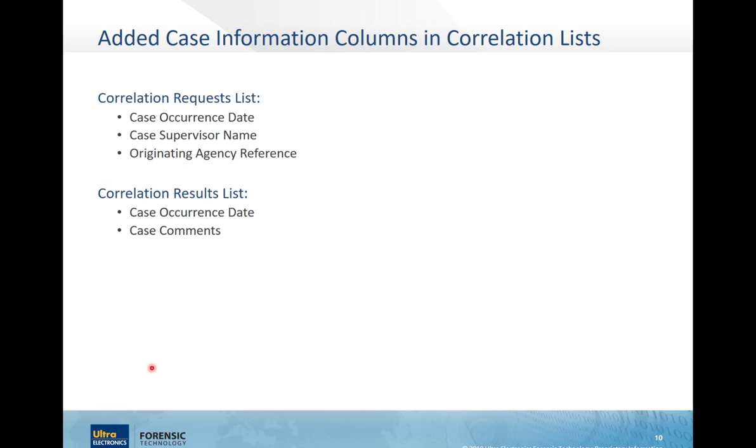Other changes in the correlation screen: up in the top portion where all your reference exhibits are, there are 3 new columns that will be displayed. One is for the case occurrence date, another for the case supervisor's name, and also the originating agency's reference number, all visible in the upper portion where your reference exhibits reside. In the lower portion where the correlation results are, you will have new columns, one to show the case occurrence date there, as well as whatever case comments may have been made regarding that one.